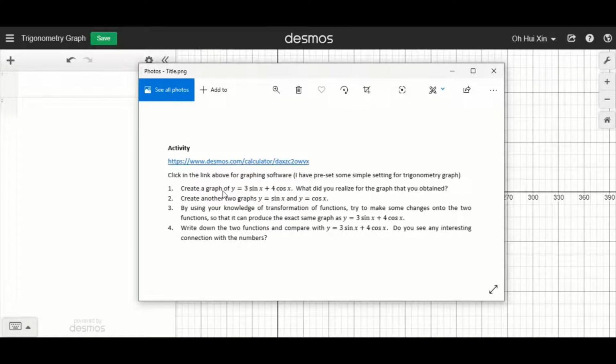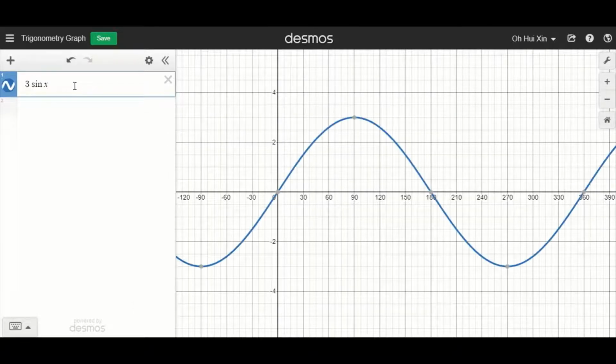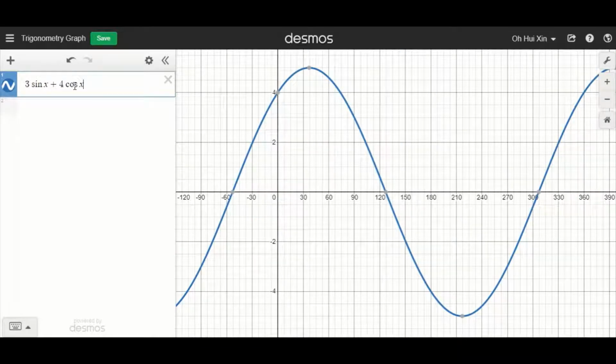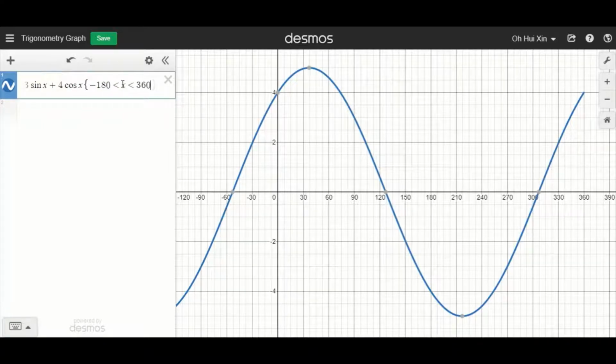Okay, so the first step, create a graph that y equals to 3 sine x plus 4 cos x. So what do you realize for the graph that you obtain? Okay, so let us try to do that. Okay, 3 sine x plus 4 cos x. So for us to look at the graph easier, then let us try to just set it between 180 to 360 maybe. I think no need so long also, maybe negative 90. Okay, so this is the graph that you can see. So what can you realize here?